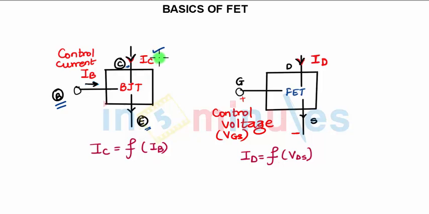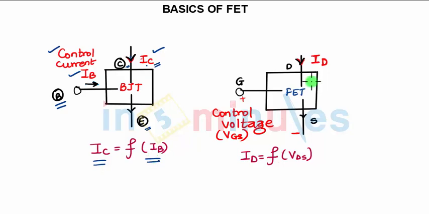Now this output current IC is changing because of the input current IB. While explaining AC analysis in the BJT, I have told that this collector current is dependent on the base current, and this base current is dependent on the voltage for that point only. But in reality, the collector current is totally depending on the base current. So the controlling current, that is base current, the input current, is controlling the output current. So we can say the collector current is a function of base current.